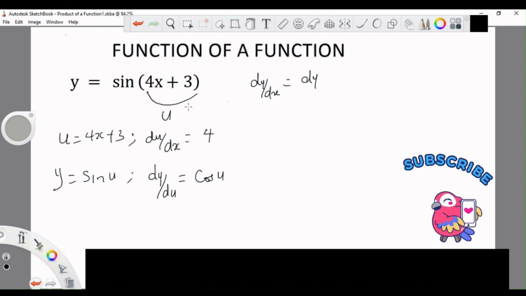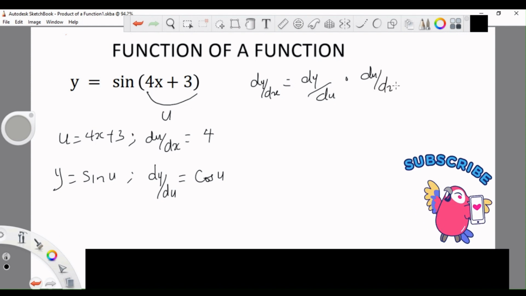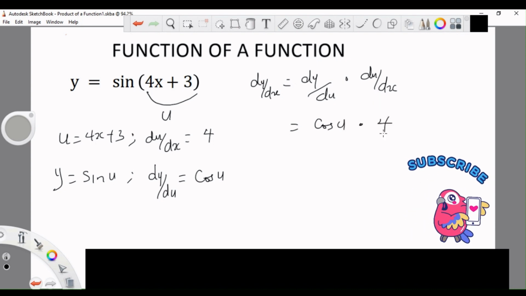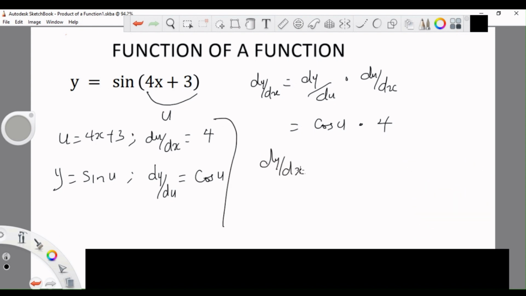So therefore, to differentiate this function of a function, dy/dx is equal to what? dy/du times du/dx. So our dy/du is cos u times our du/dx is 4. So therefore, dy/dx is equal to what? Cos u times 4 is 4 cos u. And remember, u is equal to 4x plus 3. So therefore, we have 4 cos of 4x plus 3. This is our final answer.